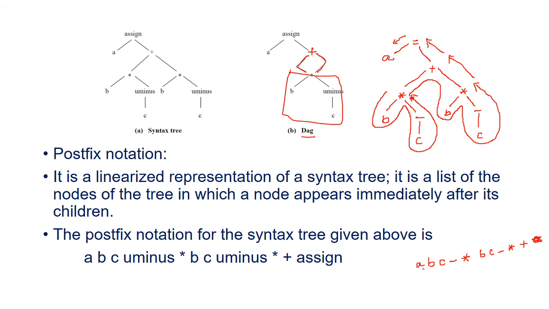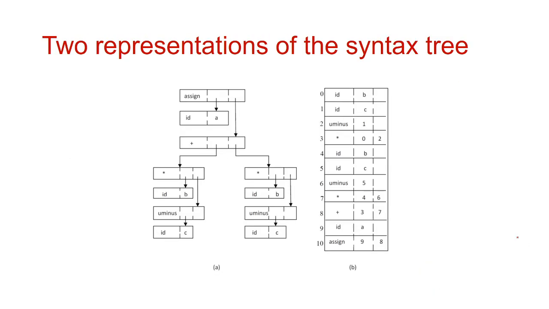So you will have A as the left child and all these as the right child, and finally you will have the equal to sign. So this is how we represent it in the postfix notation. The next type is three address code. Before getting into three address code, the different ways of representing a syntax tree is with the node diagram.